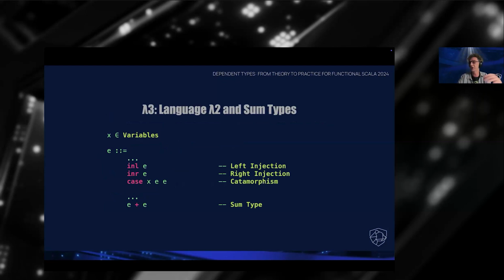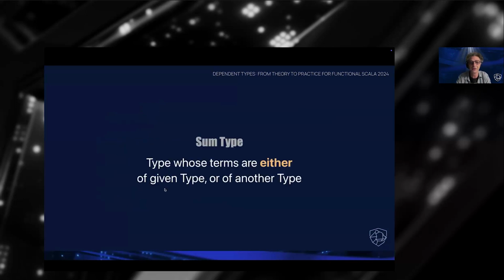I don't have enough time to go through everything, but at the same time we have the left injection and the right injection. The most important is sum types, whose terms are either a given type or another one. I use the word either in order to keep in mind the Either which is also defined in functional programming. We have a choice: the left or the right.